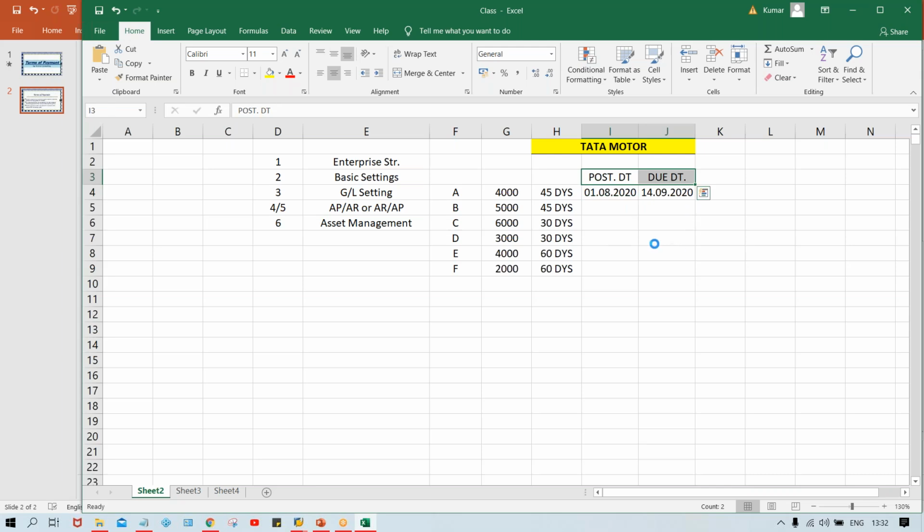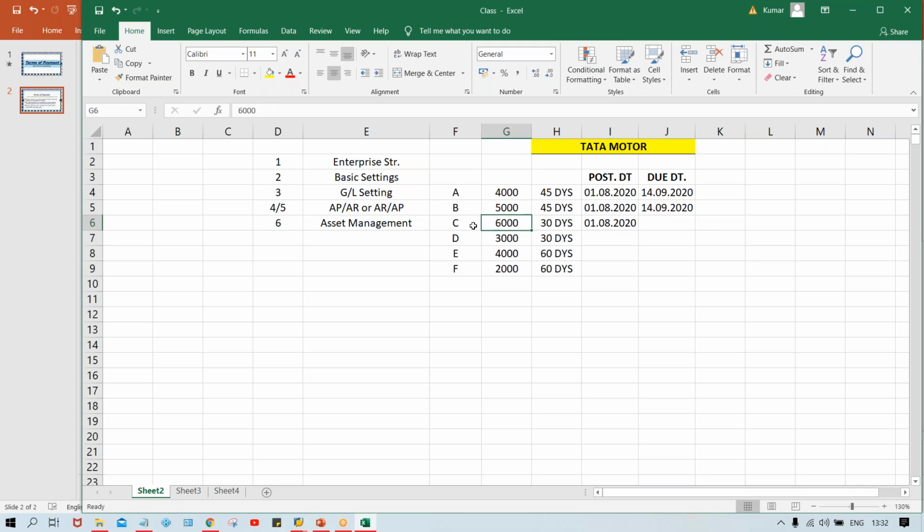Anyways, what I'm talking about here is the terms of payment. As per the days we have agreed, if the invoices are posted on this date, this is going to be due on the 14th. Likewise, in this case also, same thing.